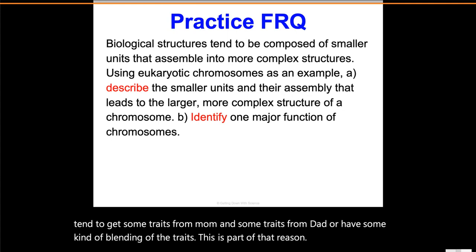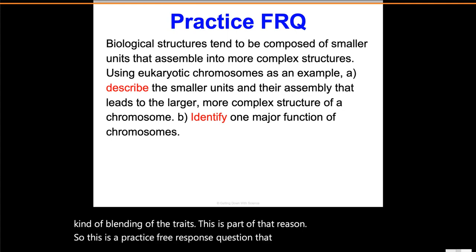This is a practice free response question that we will be doing in class, but feel free to attempt to do it right now.